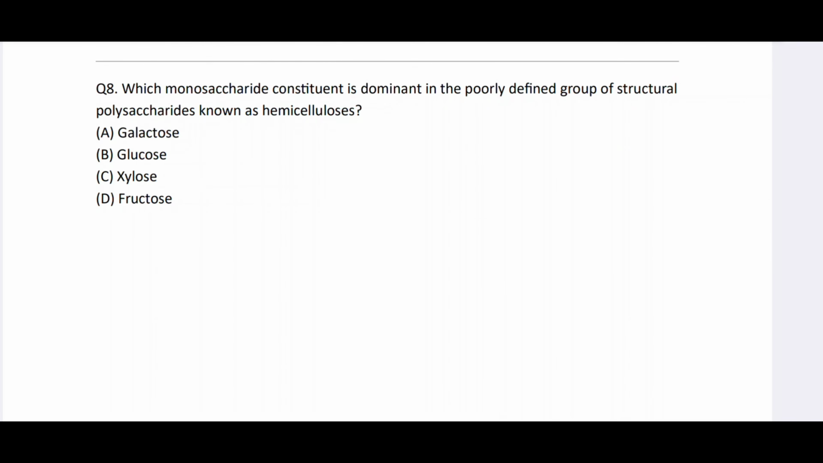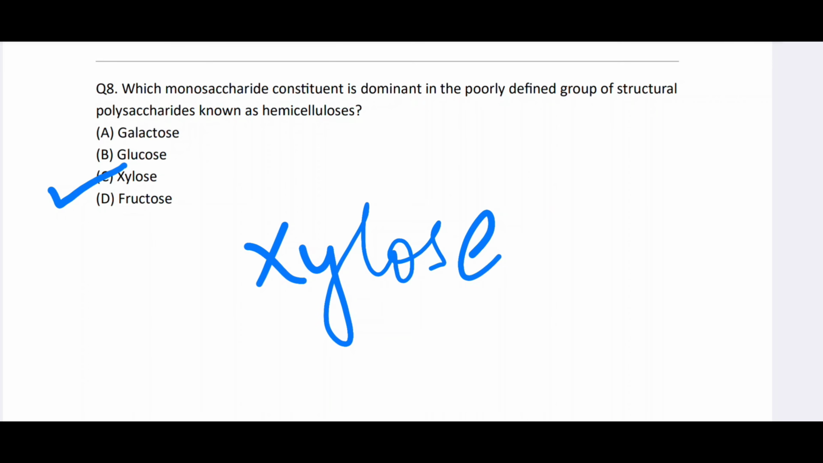So question number 8 is, which monosaccharide constituent is dominant in the poorly defined group of structural polysaccharides known as hemicellulose? So the right answer here will be option number C, which is xylose. So hemicelluloses are rich in xylose, which helps in building and stabilizing plant cell walls. So the main monosaccharide present in hemicelluloses is xylose, which is a pentose sugar.